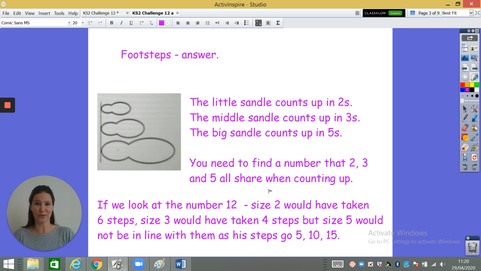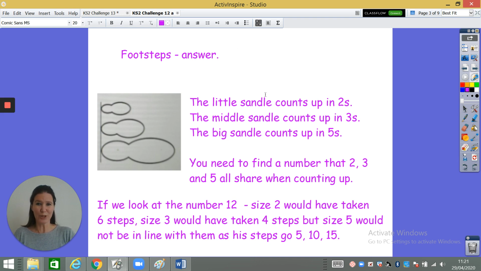If we look at the number 12, size 2 would have taken 6 steps to get there: 2, 4, 6, 8, 10, 12, 6 steps. Size 3 would have taken 4 steps: 3, 6, 9, 12. But size 5 wouldn't be in line with them because his steps go 5, 10, 15, 20. So he would never have been in line with them if we took the number 12.